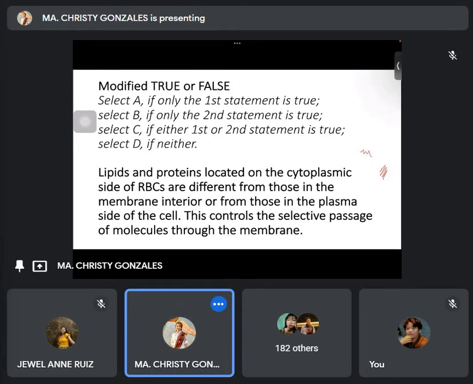When you say outside, that is the plasma side. When we say inside, that is the cytoplasmic side. And because of that asymmetric distribution, we can control it. Question, what uses energy to enter inside? The cations. Okay? So, this needs energy.